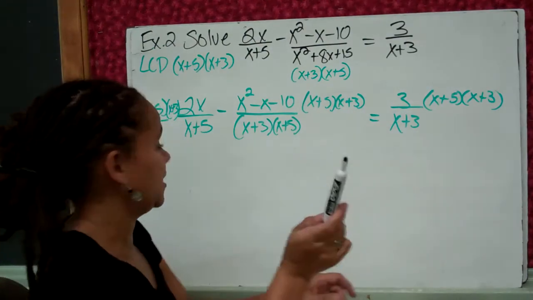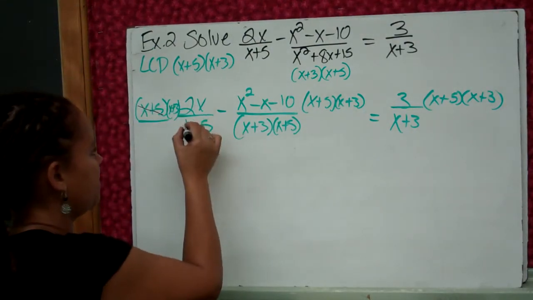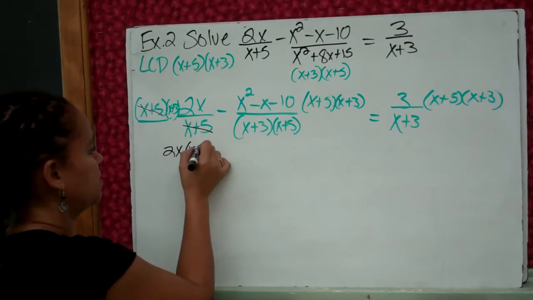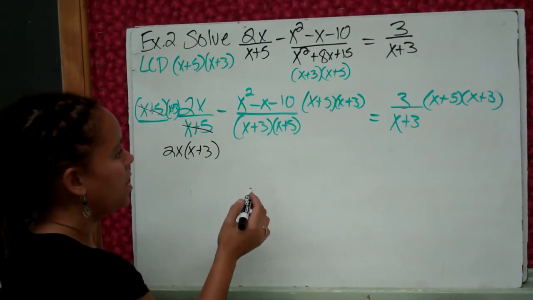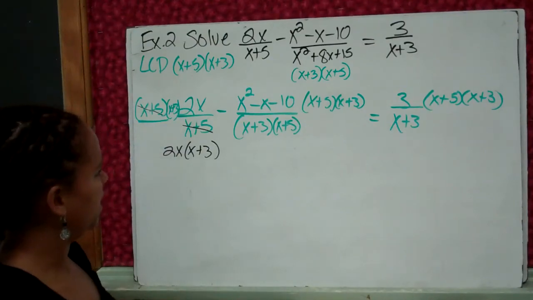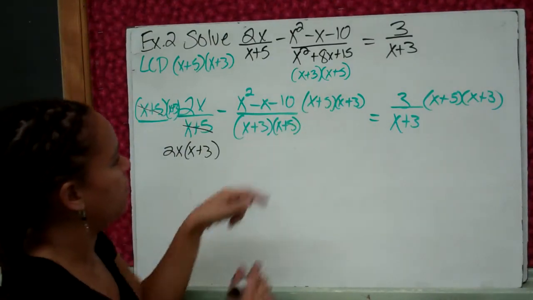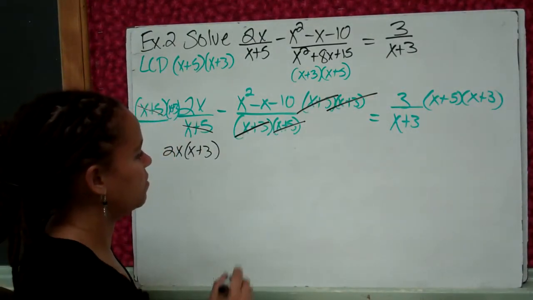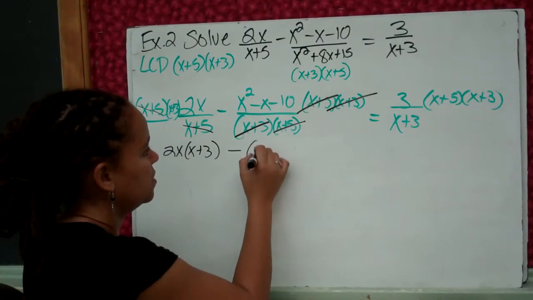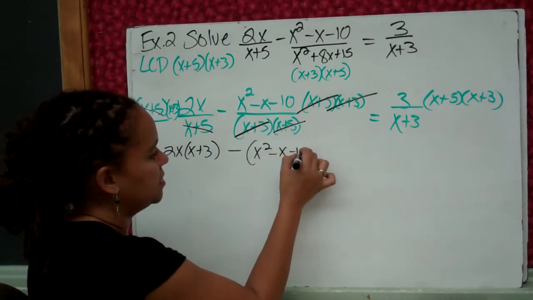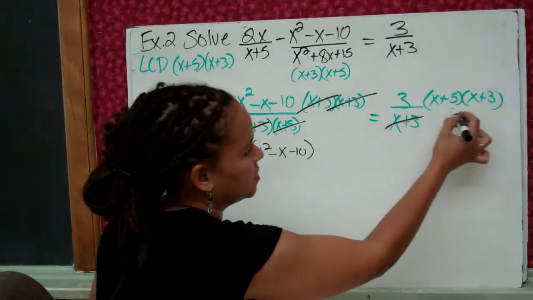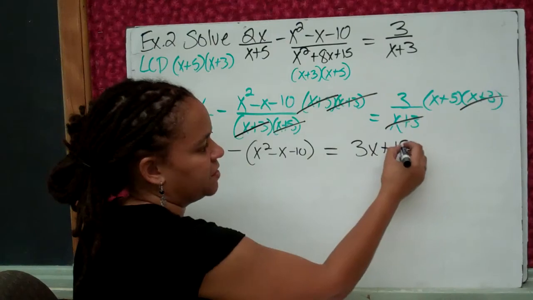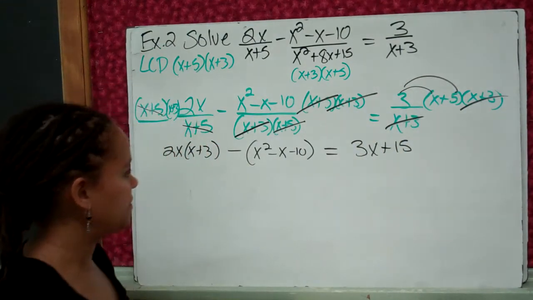All right, let's get the canceling. The x plus 5 goes away. So here I'm left with 2x times x plus 3. And let's see here, is there anything? There they are. Everything goes away. So I'm left with minus (x squared minus x minus 10). Here the x plus 3 goes away. So it's equal to 3(x plus 5), which is 3x plus 15. I went ahead and distributed that to save some space.